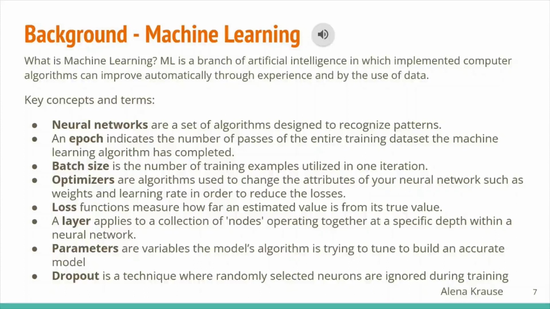Loss functions measure how far an estimated value is from its true value. A layer applies to a collection of nodes that operate together within a network. It is something the data passes through. Parameters are variables that are tuned to increase the model's accuracy. Lastly, dropout is a technique where randomly selected neurons are ignored during training in order to combat overfitting.